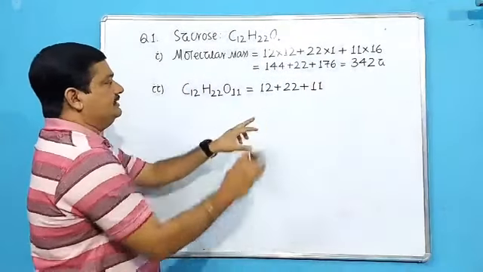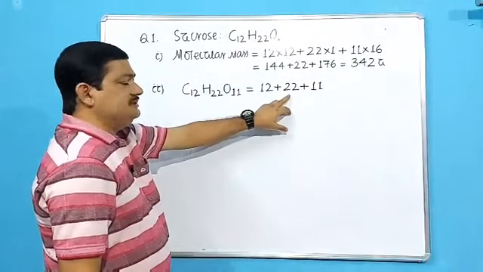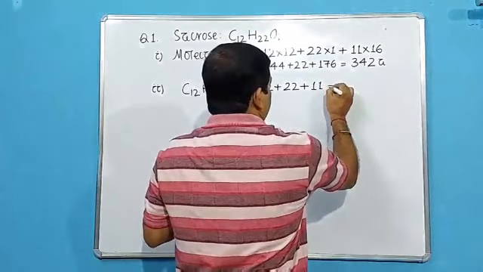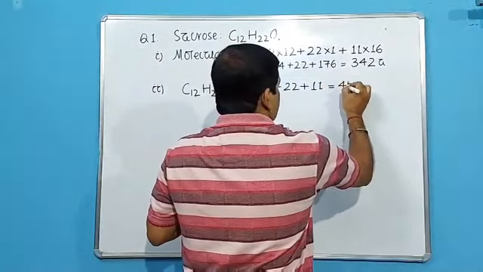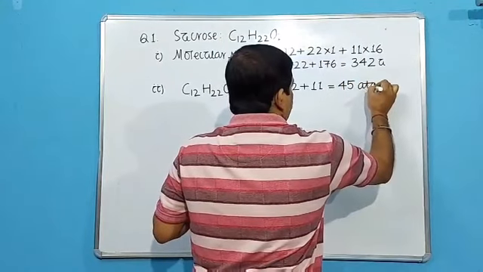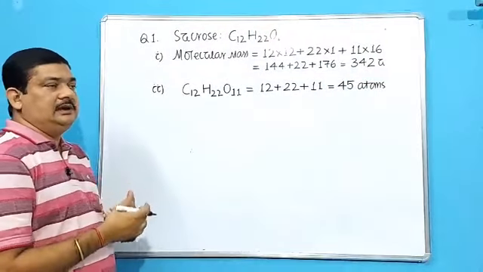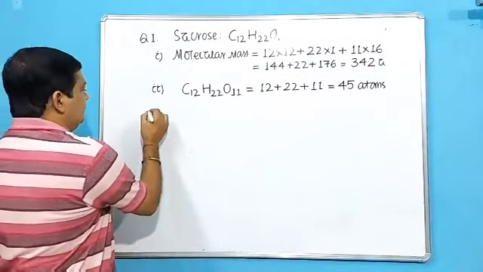Whatever the number of atoms, add them: 12 atoms of carbon, 22 of hydrogen, 11 of oxygen. Add them: 33, 12, 45. So in total there are 45 atoms present in one molecule.